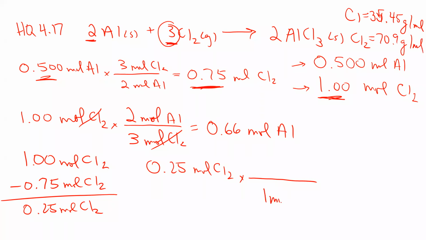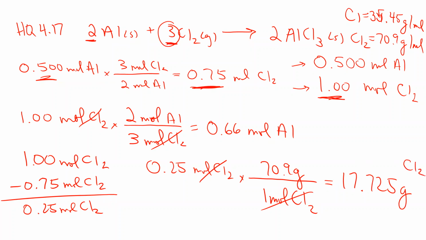All right, for every 1 mole of diatomic chlorine, I'm going to need 70.9 grams. Moles of chlorine cancel out, and 0.25 times 70.9, I get about 17.725 grams of chlorine. Three significant figures based on the moles that we started with, so in scientific notation, 1.77 e to the 1 grams of chlorine for that reaction.